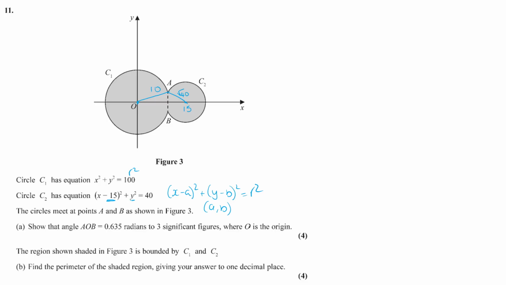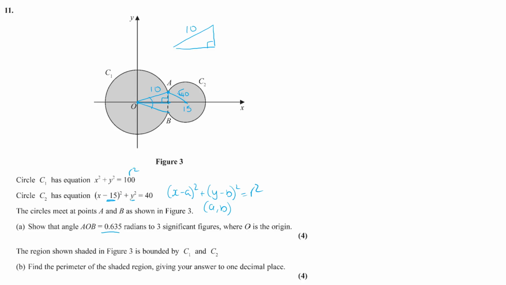Now we're being asked to find and show that the angle AOB is 0.635. So AOB is 0.635, that angle there. So what we need to do is find where A is and just work in a right angle triangle here. And then we can just double it up from the symmetry of the two circles. We can just double it up and find the 0.635. So we know that that is 10.